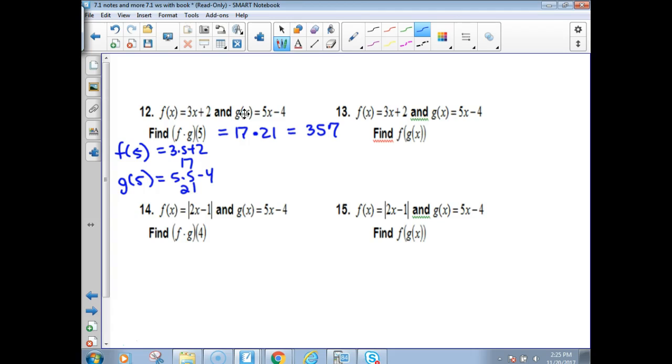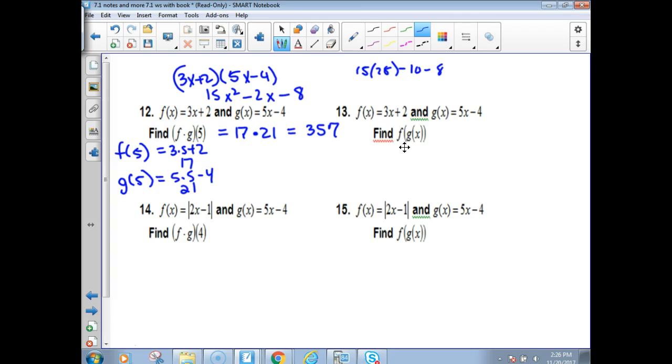Now, if someone wants to multiply those out and test it, you can. That would be 15x squared minus 12x plus 10x, so minus 2x minus 8. And if you plug in 5, that's 15 times 25 minus 10 minus 8. Somebody do it. You get 357? We're all good. Okay, so now you believe me, you can do it the easier way.